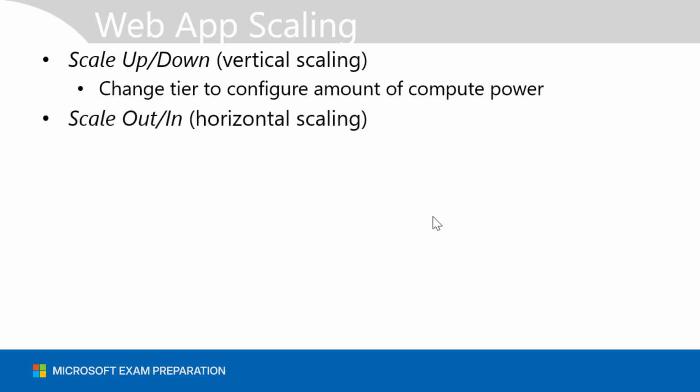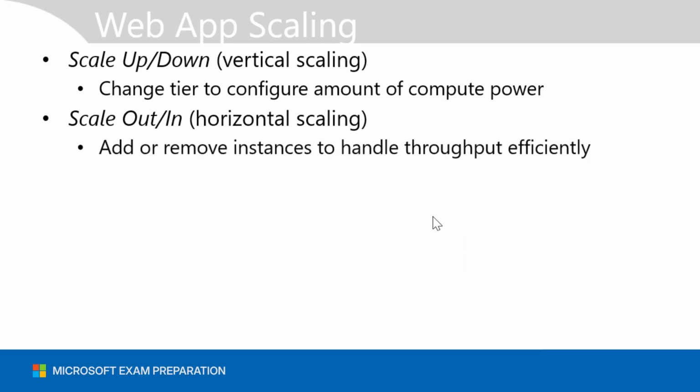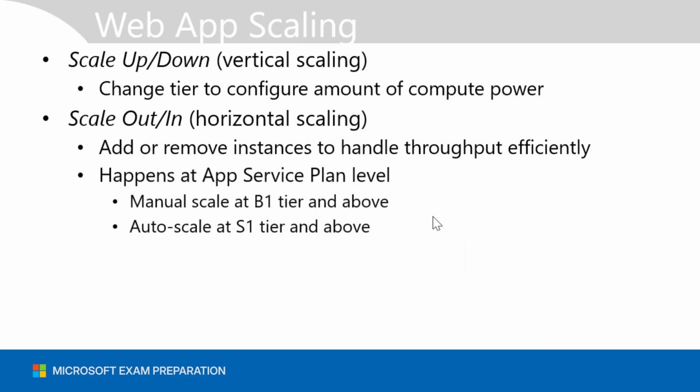The other way that you can scale a web app is called horizontal scaling. So you scale out or scale in. Think of this like a web server farm. You know, if you had a load balancer and you had some VMs behind it that were running web apps, if you added a new VM, then you have more VMs in the back end that can handle incoming requests. The same thing exists here. So you can add or remove instances of your web app to handle throughput more efficiently.